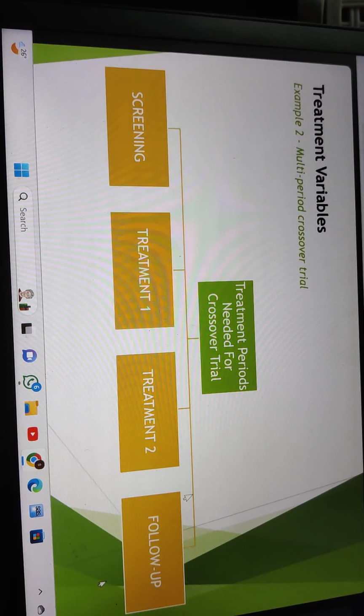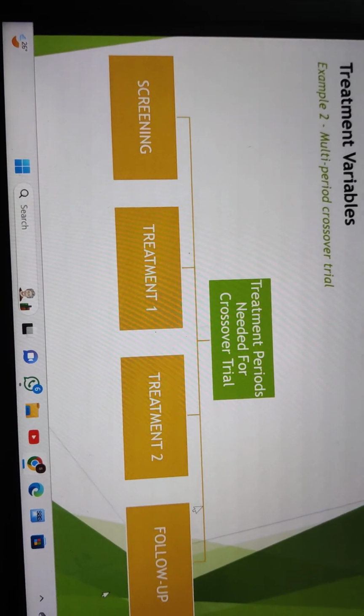Whenever it is a multi-period crossover trial, for example you have multiple treatments, that too crossover, say treatment 1 and treatment 2. Suppose we have 20 subjects. The first 10 are randomized to treatment 1, and the second 10 are randomized to treatment 2. After a particular time period, they will switch over the treatment, the crossover. Those who took treatment 1 will move to treatment 2, and those who took treatment 2 will move to treatment 1 at some point of time. This is the crossover study, right?